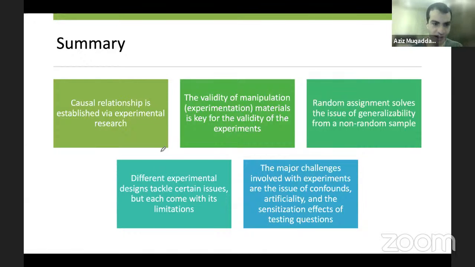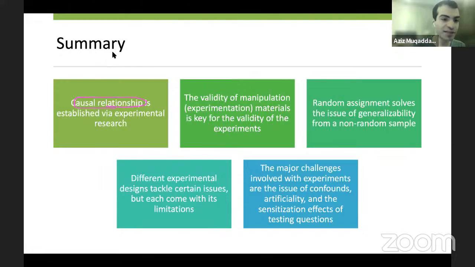To summarize why we do experiments. The most important thing, by the way, and I asked about this last time, is that experimental research is fundamental to establish causal relationships, right? Causality, to say X causes Y, can only be established via experiments, except under very extreme exceptions, because you can control for alternative variables or alternative explanations. That's the most important thing to remember.